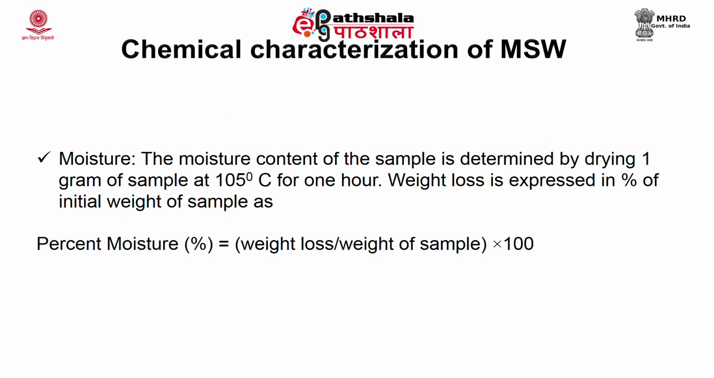The first parameter under proximate analysis would be moisture. We have already discussed moisture, but we will just have a look at it again. The moisture content of the sample is determined by drying 1 gram of sample at 105 degrees Celsius for 1 hour in a hot air oven. The weight loss will help us in calculating the moisture percentage. Moisture percentage is equal to weight loss divided by weight of sample, multiplied by 100. That means you take the initial weight of the sample and subtract the final weight after drying it in the oven to get the weight loss, then divide that by the weight of the sample, that is the solid waste, and multiply by 100, and you will get the moisture percentage.